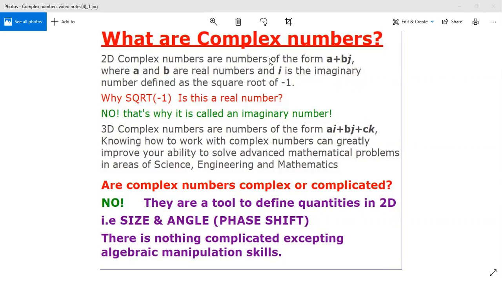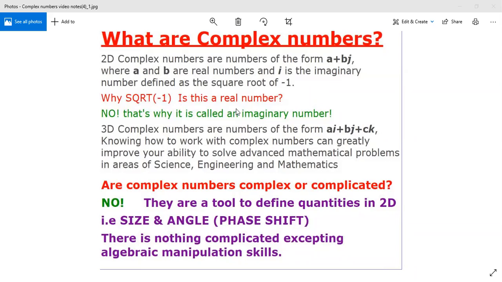We have a 2D complex number in Cartesian form, a plus bj. The a number is giving you the size of the direction in the horizontal. The b number is giving you the direction size in the vertical. A and b are both real numbers. The J operator, or as in some books, the I operator, if you're looking at a maths book, is an operator that defines a rotation of 90 degrees. Mathematically, it comes out to be the square root of -1, which will be explained later.